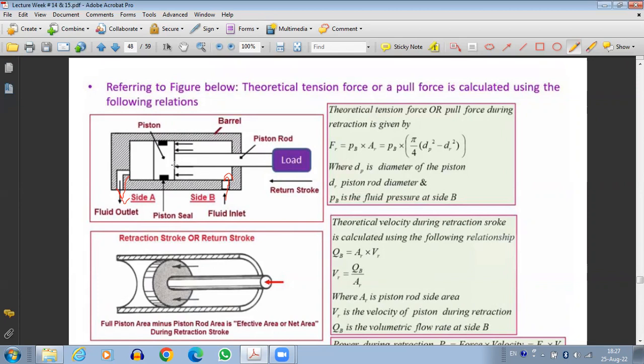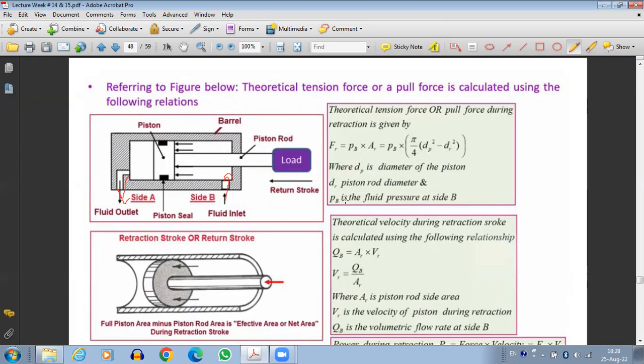Now, area here will not be the complete area of the piston because we also have a piston rod here. So we have to subtract the area of the piston rod from the bore area of the cylinder. So if the piston diameter was dp and the rod diameter is dr, then the annulus area will be pi by 4 times dp square minus dr square. So this will be used in the formula to find the theoretical tension force in case of the retraction.